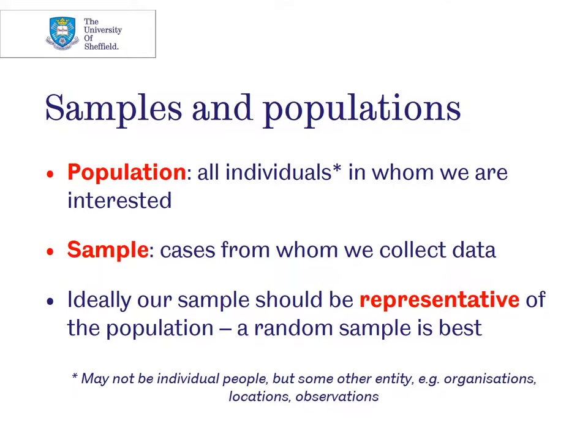Really, though, in order to draw good inference about the population, what we need is our sample to be representative of that population. And where possible, a random sample is the best way of doing this. That's not necessarily to say that your sample needs to be representative of the wider population, but just of the population about whom you are interested in drawing inference.